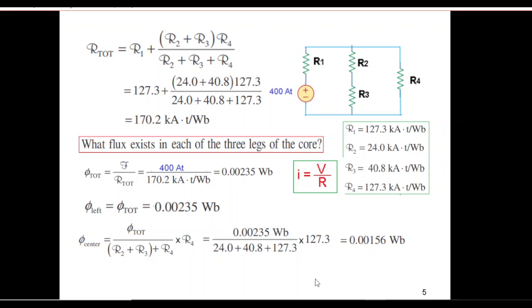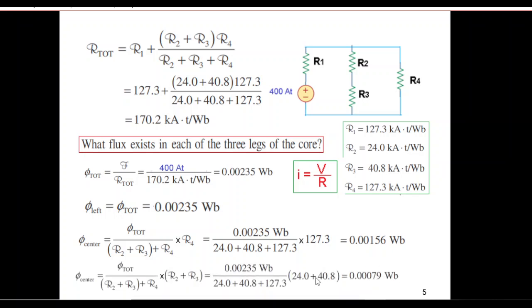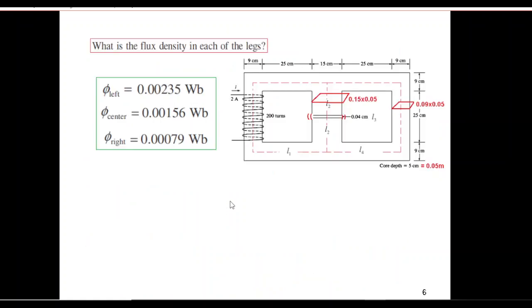And now the right flux, same technique. Now we'll multiply by this arm. The opposite arm of R4 is R2 plus R3. So multiplying by R2 plus R3, and this is our phi. Sorry, there's a mistake here. This should be phi right, not center. Okay, so these were the three fluxes we had calculated.